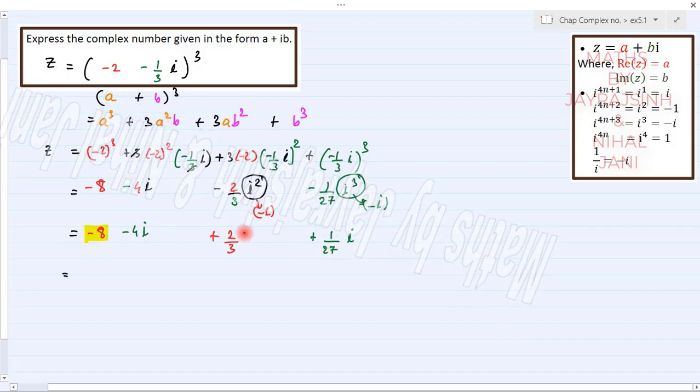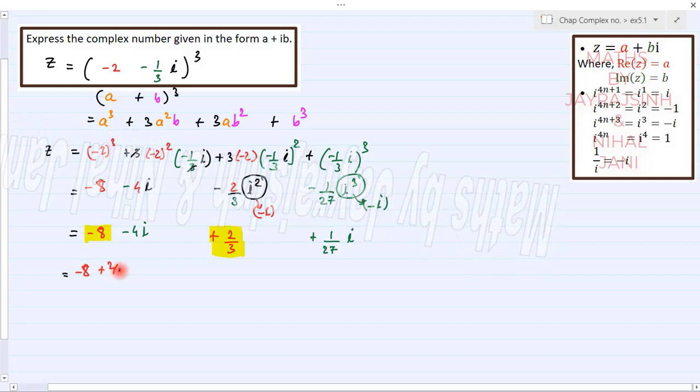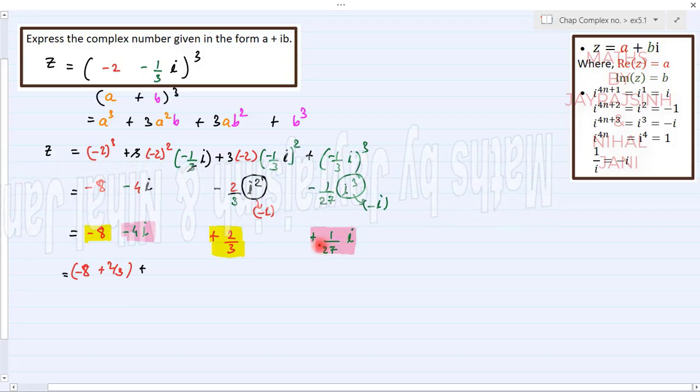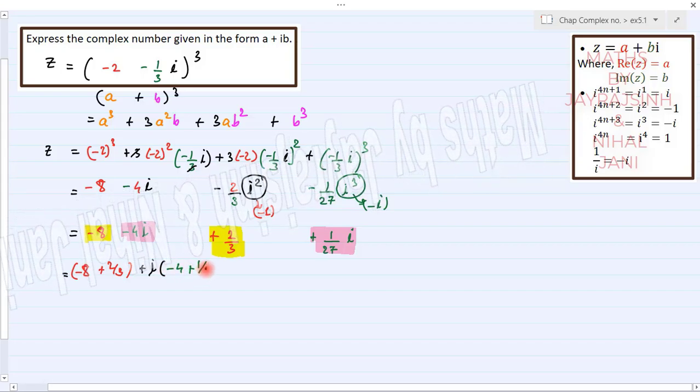Now let's collect the real terms, which are minus 8 and 2 by 3. And from the imaginary terms, we have to take i common. So we will get minus 4 plus 1 by 27.